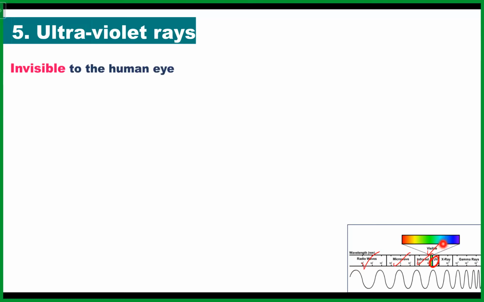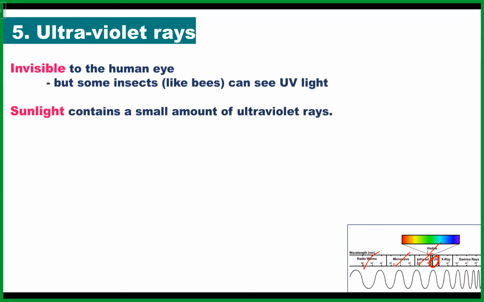And that's pretty obvious because I mentioned earlier that visible light is the only type of electromagnetic wave that our eyes can see. So obviously that would mean that ultraviolet is invisible to the human eye. However, there are some animals, some insects, such as bees, that can see UV light. And UV light comes with sunlight. So when sunlight comes into the Earth's atmosphere, sunlight brings ultraviolet rays with it.